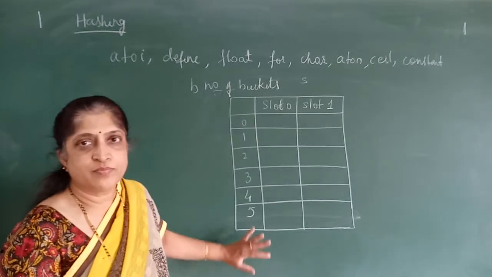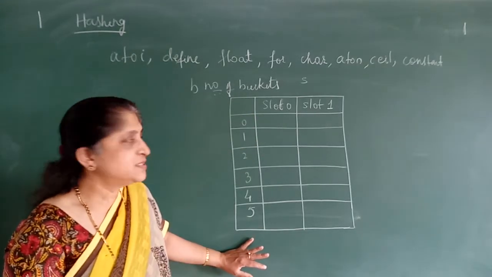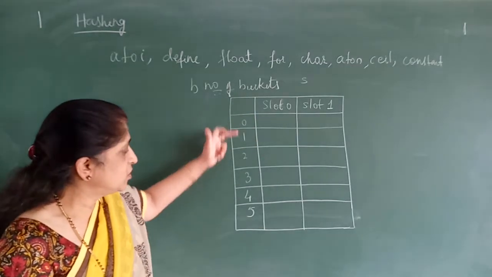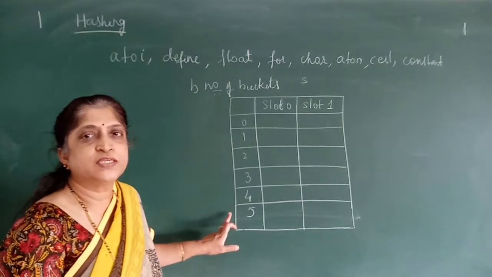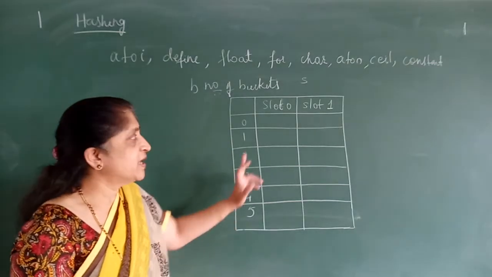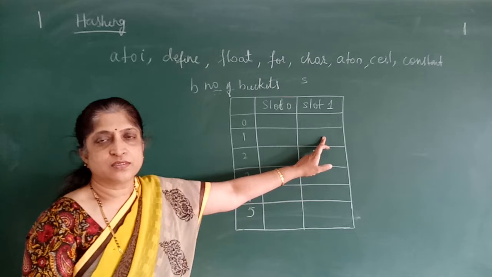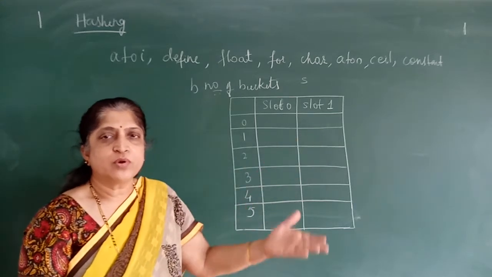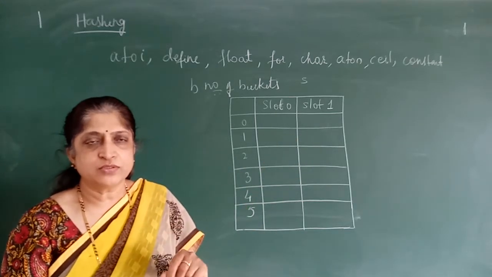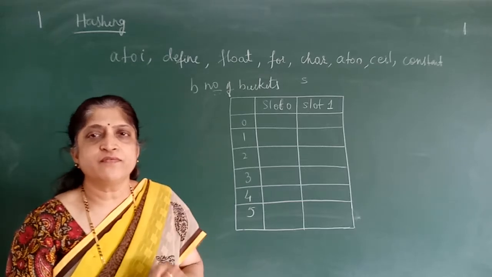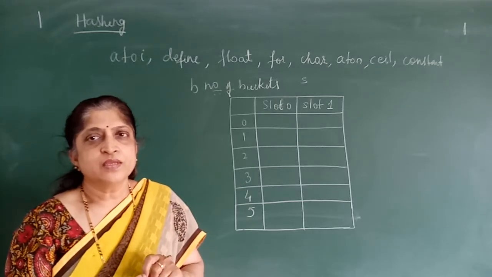Here I have an example hash table. In this hash table I have 0 to 5, that is, we have 6 buckets and every bucket has 2 slots. Now whenever we want to store the values, we store them as a key value pair.